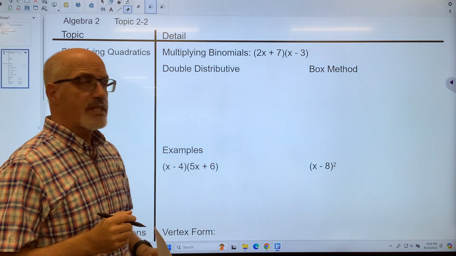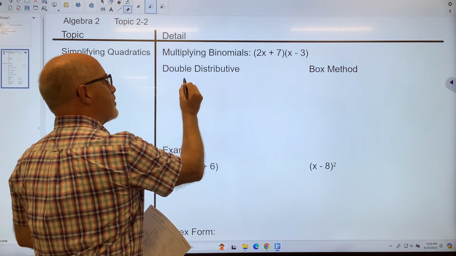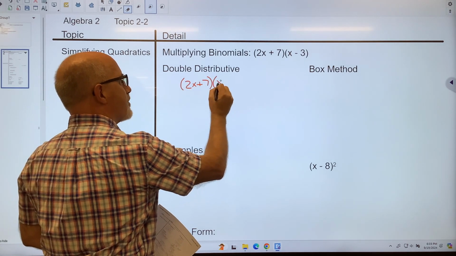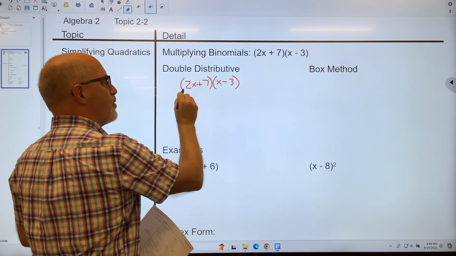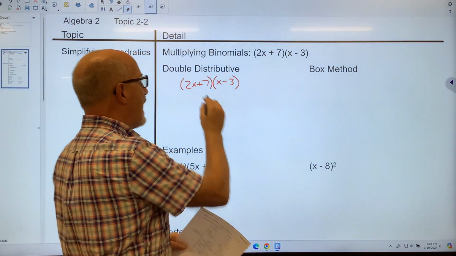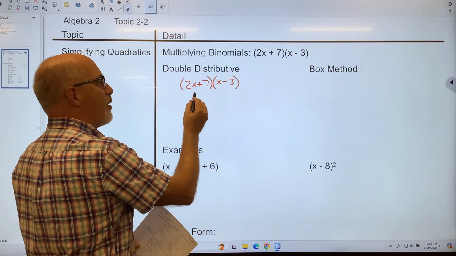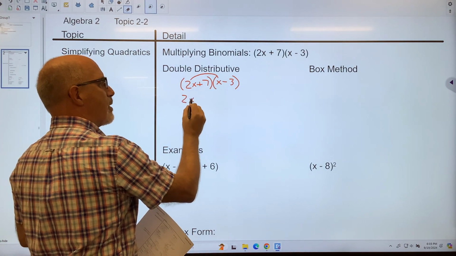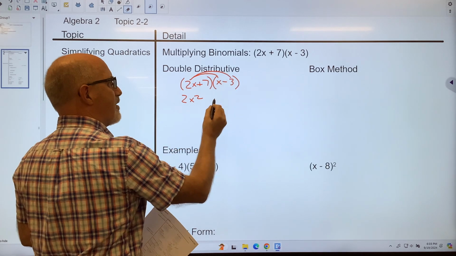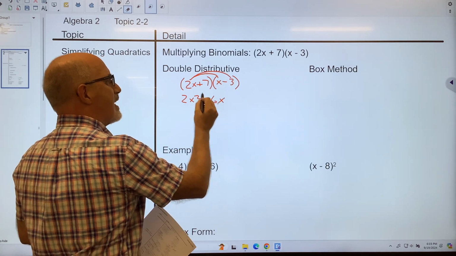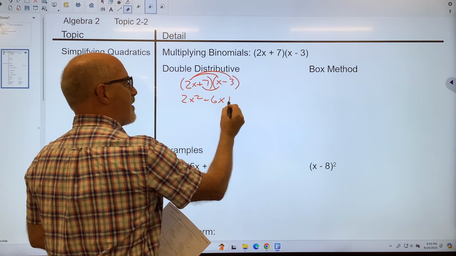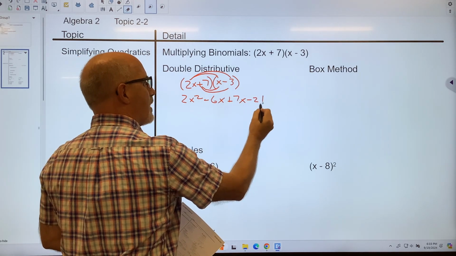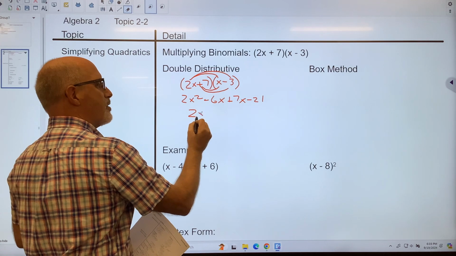these two binomials together. So you probably used the double distributive rule, where you took your two binomials and you would distribute through the 2x to both of them and the 7 to both of them. Now how you usually did it is you wrote it like this: 2x times x is 2x squared, and then 2x times negative 3 is negative 6x, and then 7 times x is 7x, and then 7 times negative 3 is negative 21.